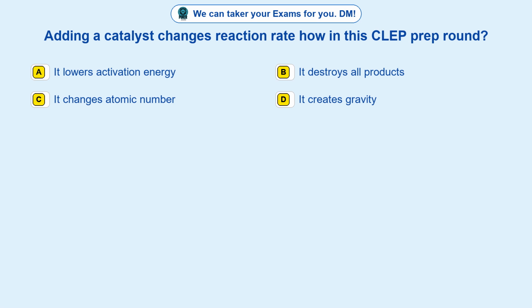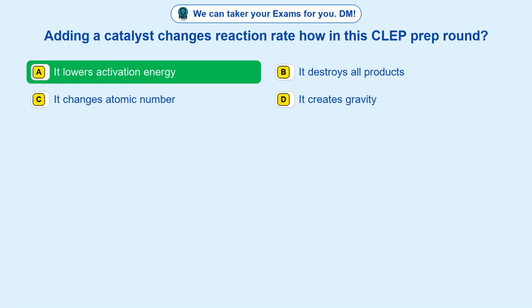Question 37. Adding a catalyst changes reaction rate how in the CLEP prep round? Option A. It lowers activation energy. Option B. It destroys all products. Option C. It changes atomic number. Option D. It creates gravity. The correct answer is option A. It lowers activation energy.